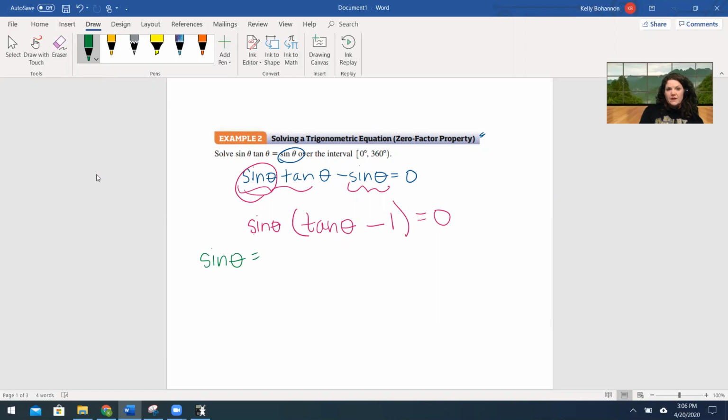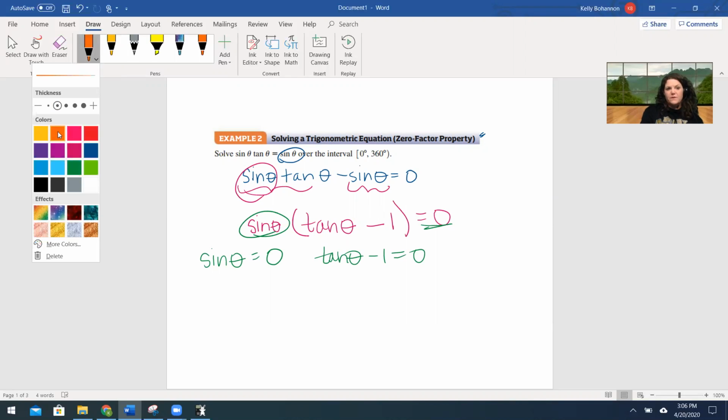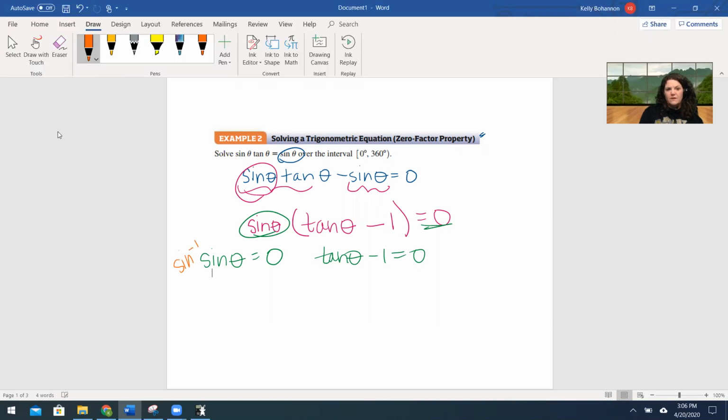So sine theta equals 0, and tangent theta minus 1 also equals 0. So now I'm trying to get theta by itself, so I'm going to arc sine to cancel the sine on this side. So I take the arc sine, and we'll do arc sine first. All right, so that cancels this on this side and leaves me theta. So I'm asking myself, yes, you could plug it in your calculator, but I'm asking myself, where does sine equal 0? Remember, sine is your y value. So sine equals 0 at 0 degrees and at 180 degrees, because it's your y value.